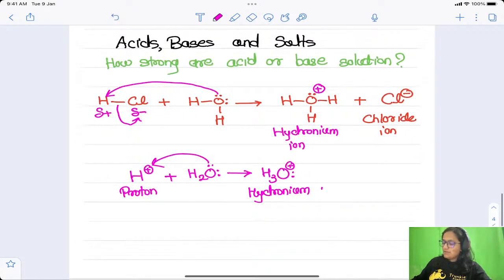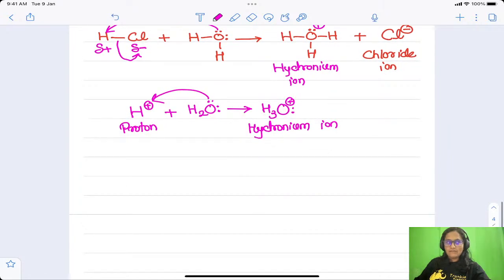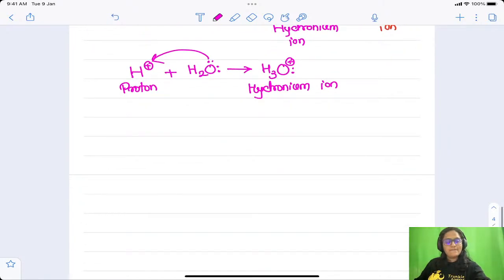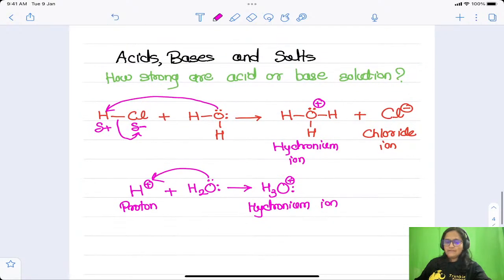So instead of H plus, you can write H3O plus in the reaction when we are writing it for acids. H3O plus stands for hydronium ion. First of all, you can take a screenshot of this page.